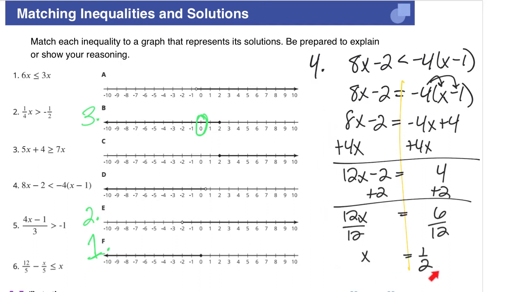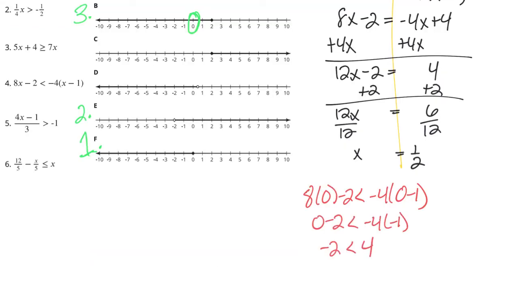When this one is solved, we got x equals 1/2 as our boundary. That is showing D that has a dot at 1/2. Let's just test 0. Plug that in and make sure that it does in fact make it true. When I plugged in 0 right here, I did end up with a true statement. -2 is less than 4, and so D matches with number 4.